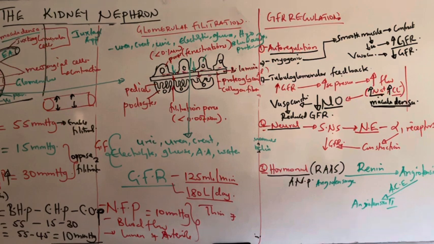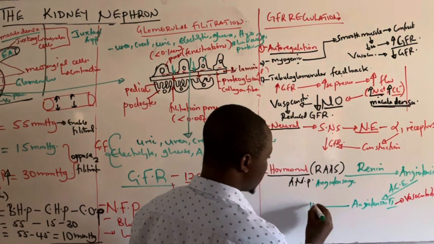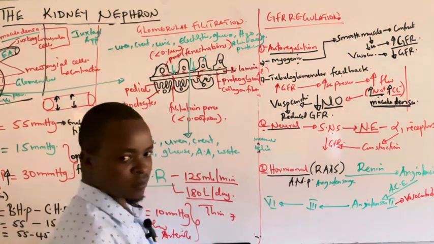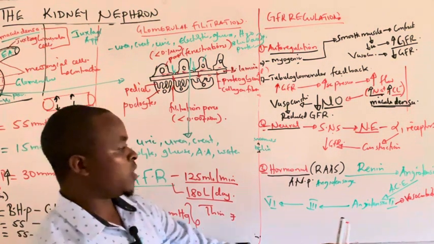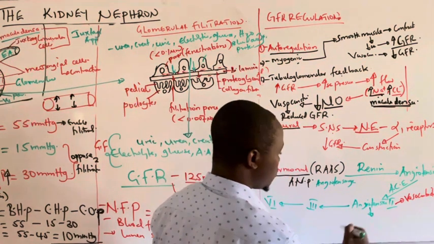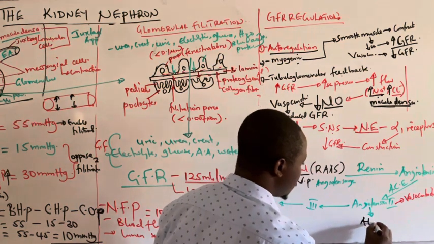by angiotensin converting enzyme. And this angiotensin 2 which is formed is a stronger vasoconstrictor. Then this angiotensin 2 can also be converted to angiotensin 3, and this angiotensin 3 can also be converted to angiotensin 4. So apart from angiotensin 2 being a vasoconstrictor, it also plays a big role by triggering the production of aldosterone.